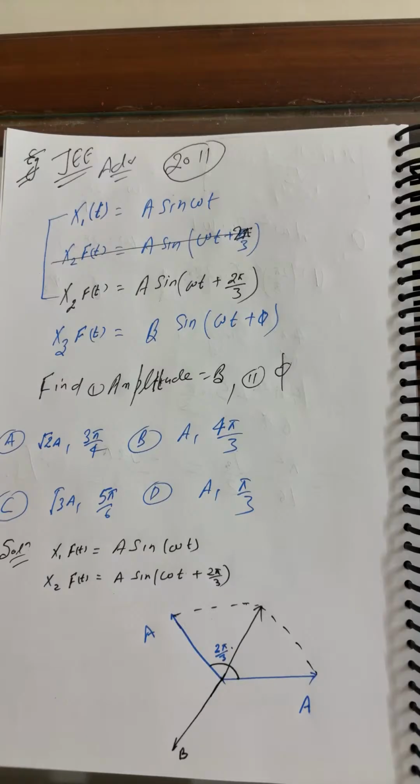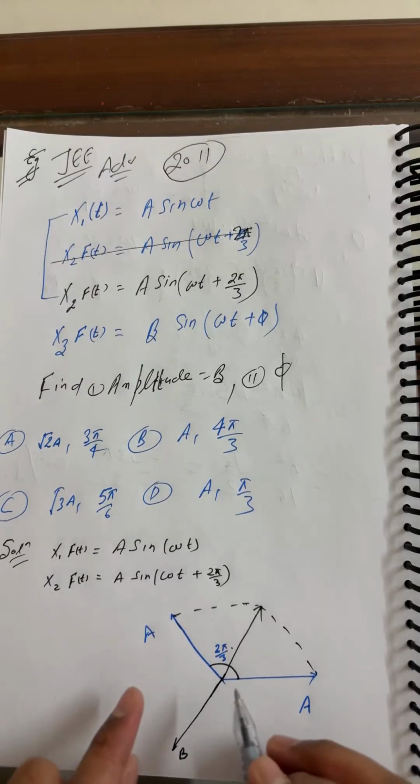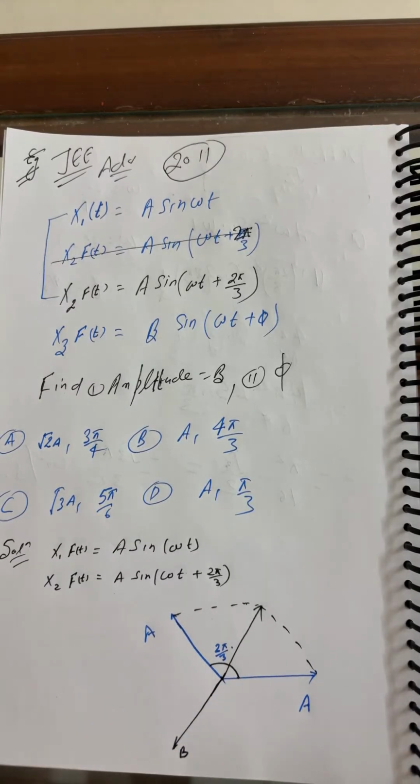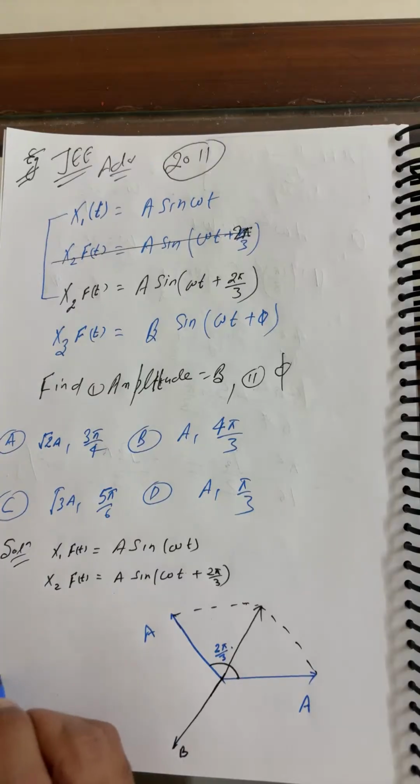So what can you say for this condition, because what's in the question? The question mentions that the particle finally is at rest. If the particle is finally at rest, so what can you say? Amplitude of B, you can write over here.